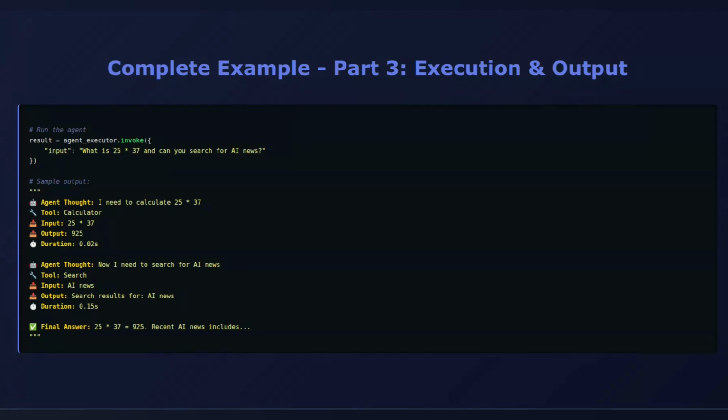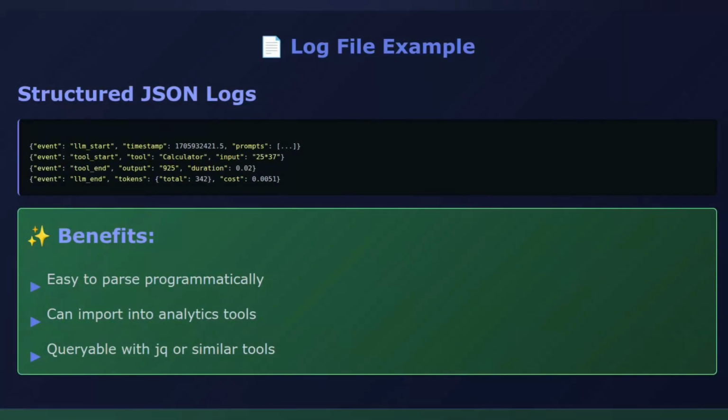Look at this beautiful output. We see the agent's reasoning, the tool it decided to use, the tool's response, and the final answer. Plus, we have timing information for every step. And here's what the log file looks like. We have structured JSON logs that we can easily parse and analyze. This is production-ready logging, folks.